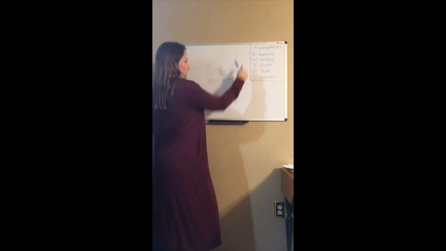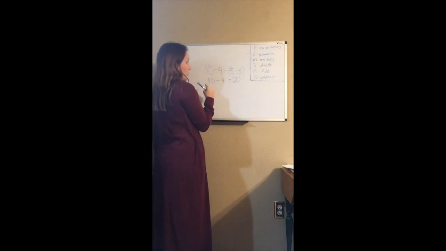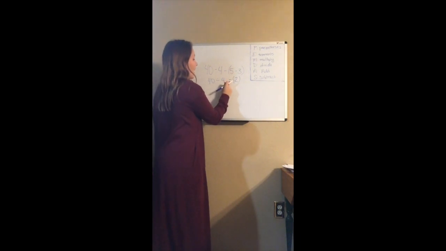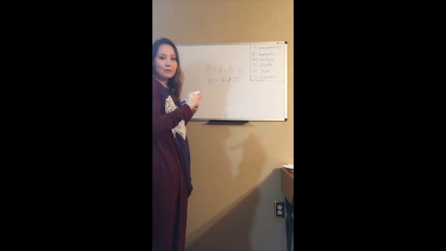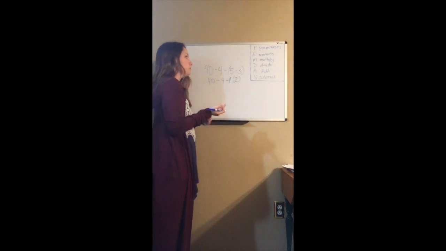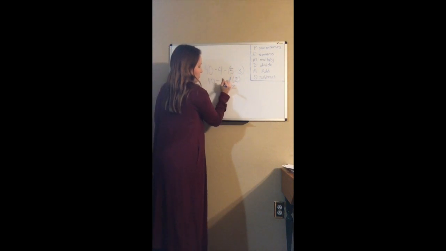Okay, next step, exponents. No exponents. And multiply. I kind of have multiplication in this. If you have a negative outside of parentheses, there is an invisible 1. Anytime you have that negative outside of parentheses, it's a negative 1. So negative 1 times 2 gives us negative 2.